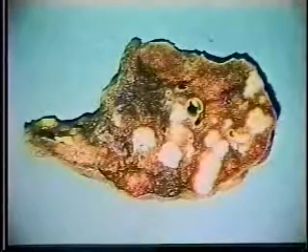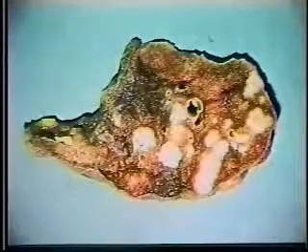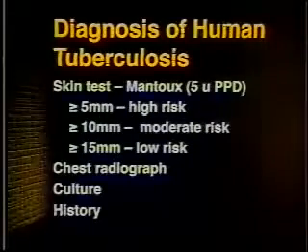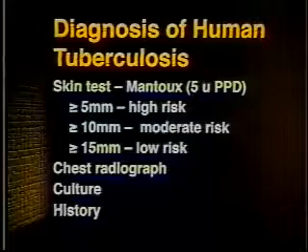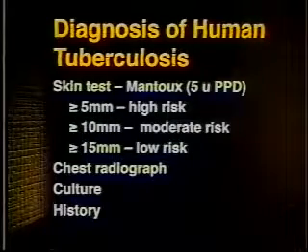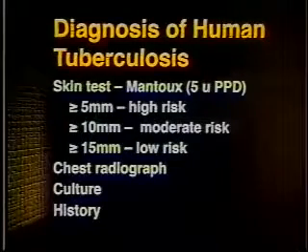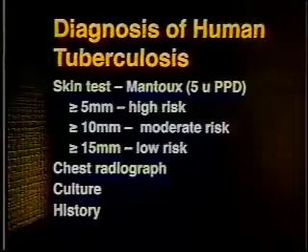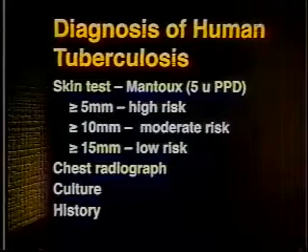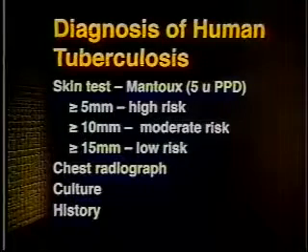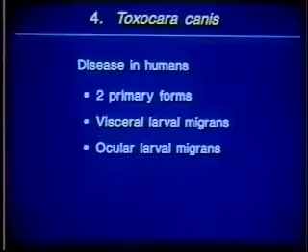This is the lung of a monkey showing extensive lesions of tuberculosis. The diagnosis of human tuberculosis is initially based primarily on a skin test and then subsequent chest x-rays, possible cultures, the history of their environment, and so forth. But again, primarily these are not of animal origin.